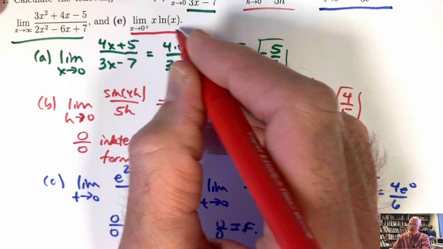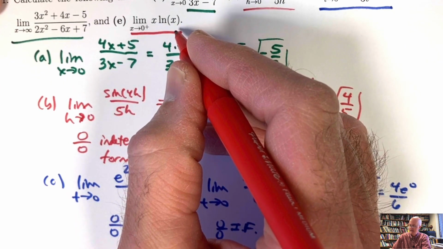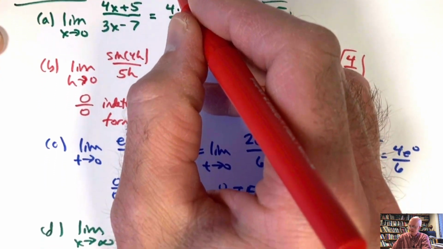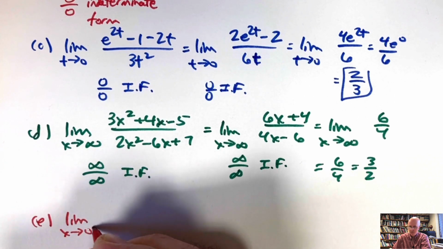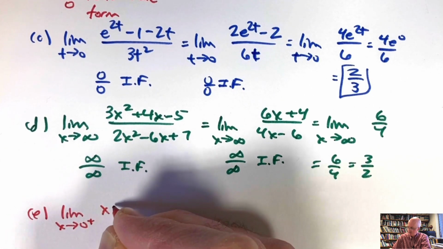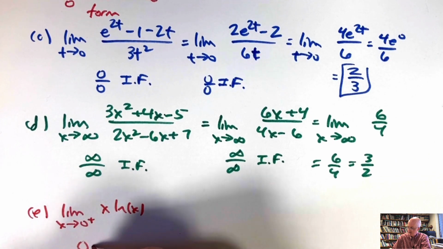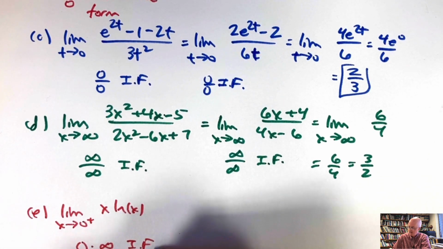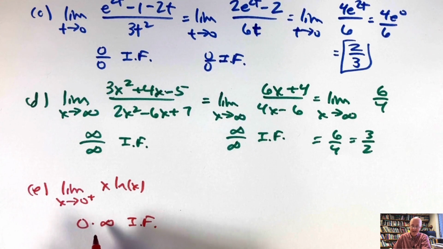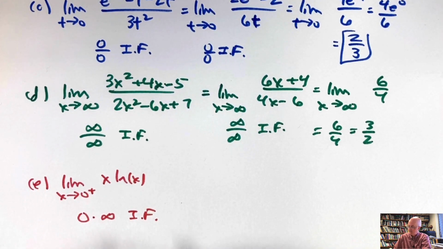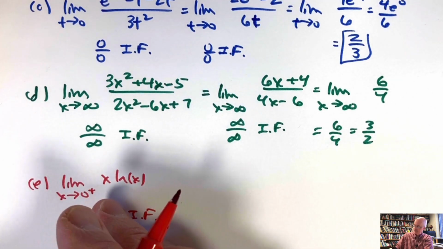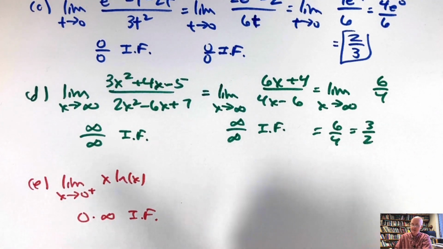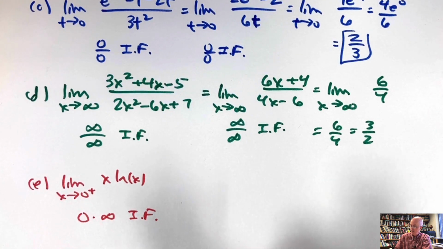You've got something going to 0 times something getting very, very large negatively. Could this limit possibly exist? This is the limit, as x goes to 0 from the right of x times natural log of x. This is what you would call a 0 times infinity indeterminate form. And I'm not going to bother to write a minus infinity. Just call it 0 times infinity. It's unclear which factor will win out. Will this limit be 0, or will it be minus infinity, or something else? It's not clear. We need L'Hopital's rule, but we have to use a trick first.